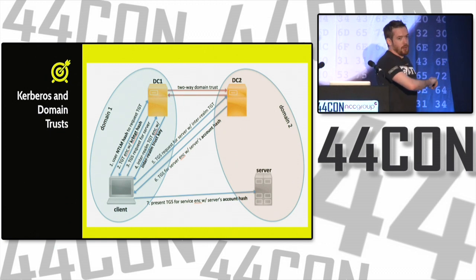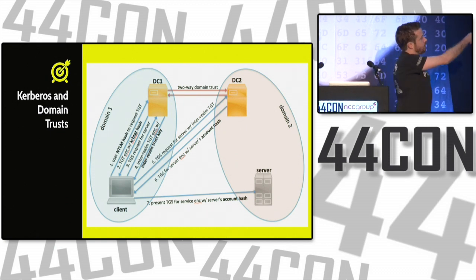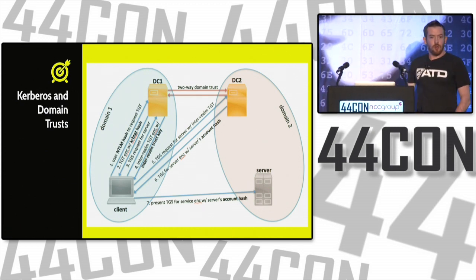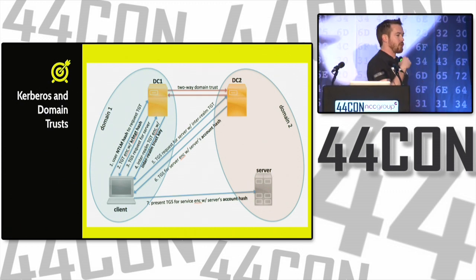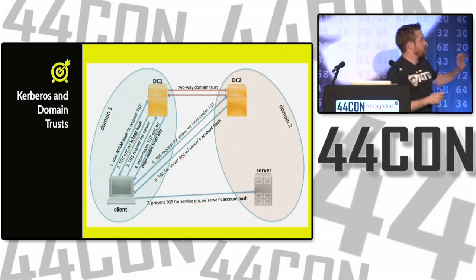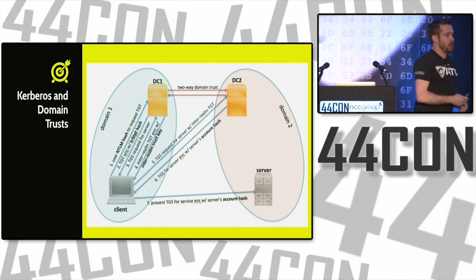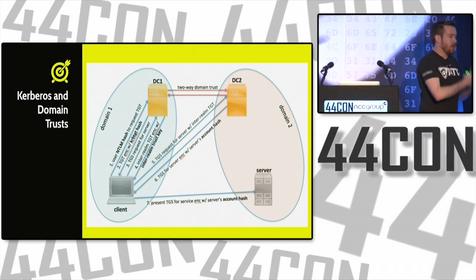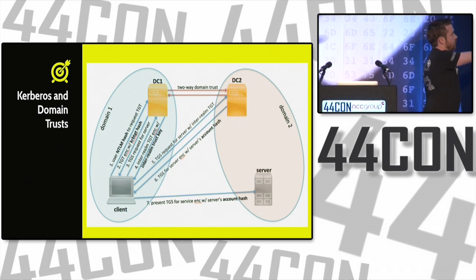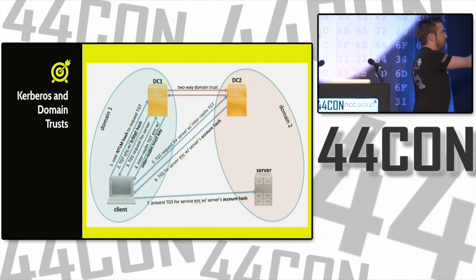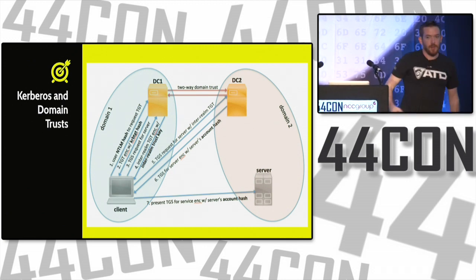You get that referral ticket, you're referred to the second DC in this other domain, and you do a service ticket TGS request, presenting that referral ticket. It proves to the second domain controller that the first domain controller verified I am who I say I am, and it's signed with the key that you exchanged, so DC2 is going to trust the ticket that was returned by DC1. Then it issues the service ticket encrypted with the server's account hash, and then you have access.